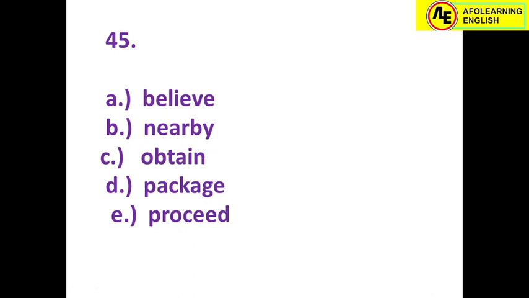So let's move on to the last question in this section. We have believe. The primary stress is on the first or the second syllable? Second. Leave, nearby. Primary stress is on the second syllable. Obtain, primary stress is on the second syllable. Package. Primary stress is on the first syllable here. And apart from that, this is a noun. So the correct answer here is option D.